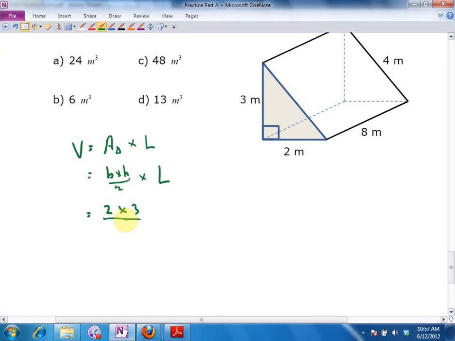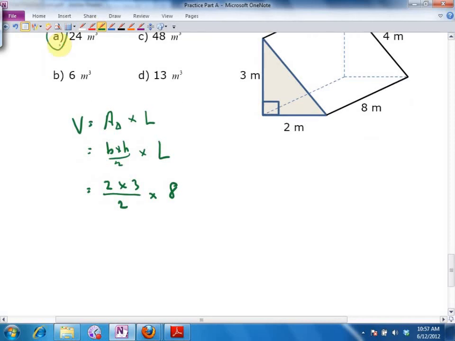It's a slant, it's not the 90 degrees. We look for the 90 degree in the triangle, right? And then times 8. So there we go. Multiply it out, divide by 2, and you get 24, right? The 2's cancel out, actually. 3 times 8 is 24.